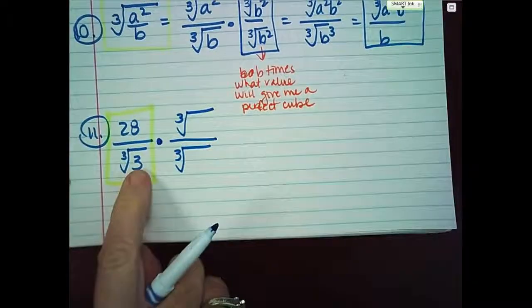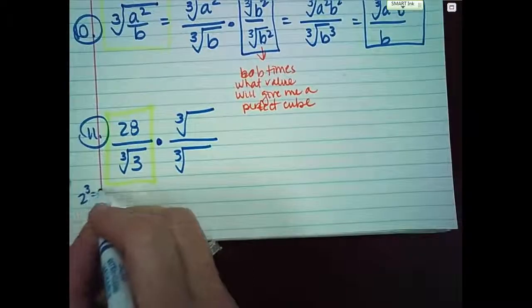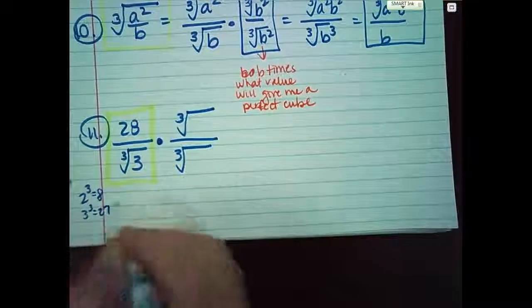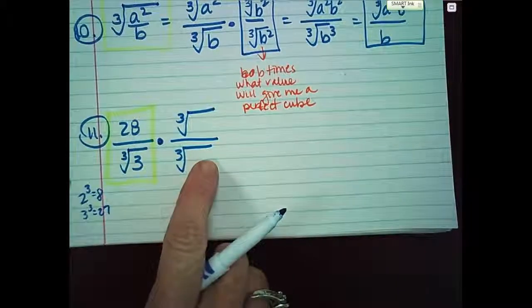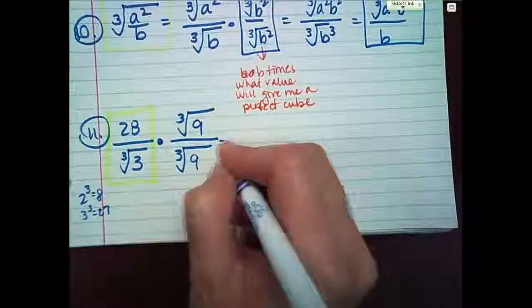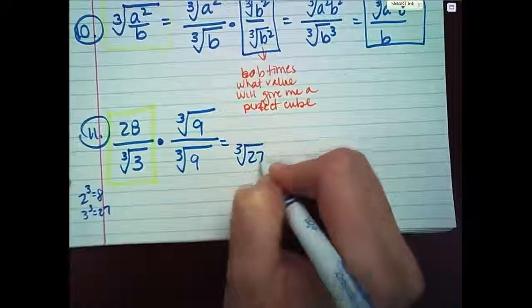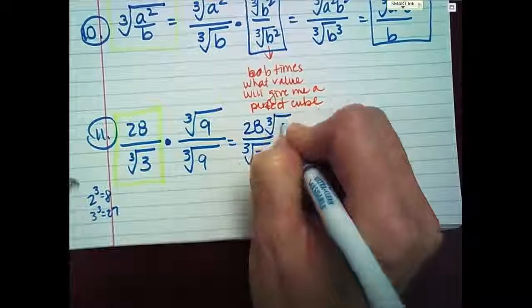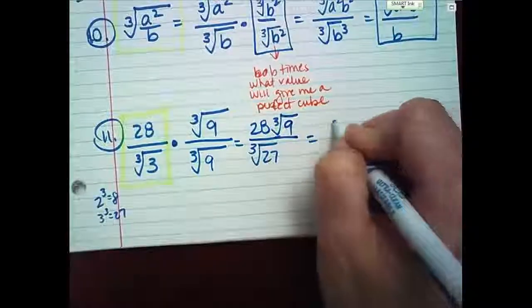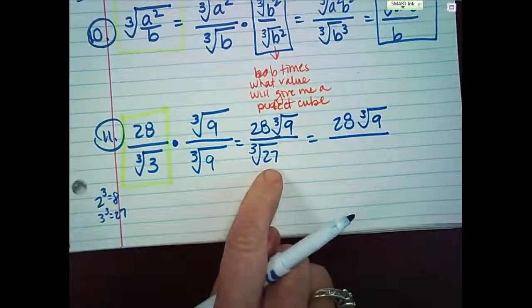Okay, 3 times what value is going to give me a perfect cube? Look at your perfect cubes. I know that 2 cubed is 8 and 3 cubed is 27. So 3 times what is going to give me a perfect cube? 9. So I'm going to put a 9 here and here. So the cube root of 3 times the cube root of 9 is the cube root of 27. And 28 times the cube root of 9 goes on top. So you have 28 times the cube root of 9 over the cube root of 27, which is 3.